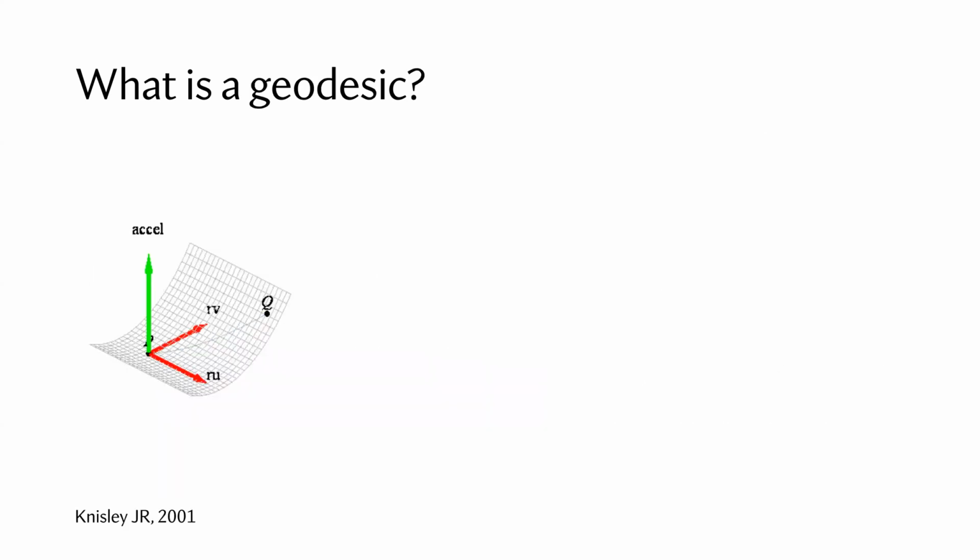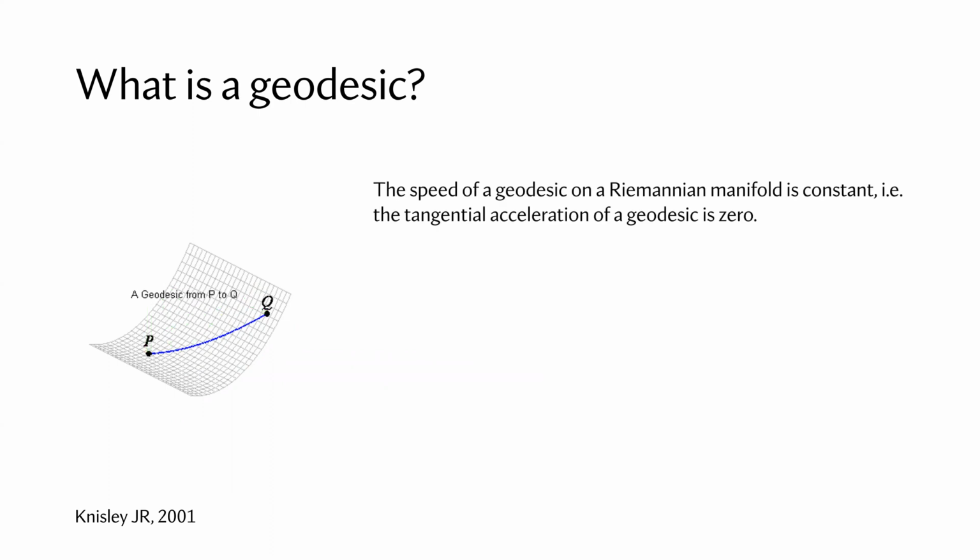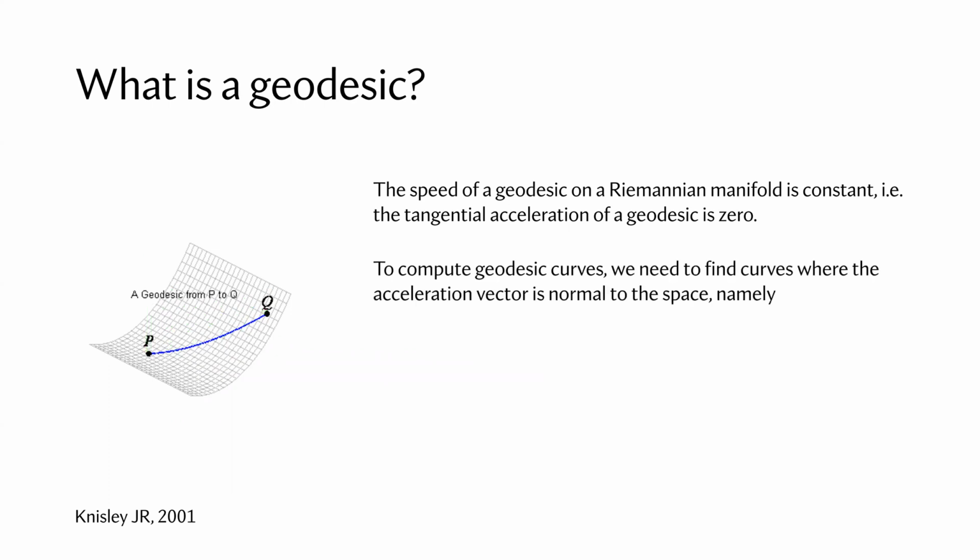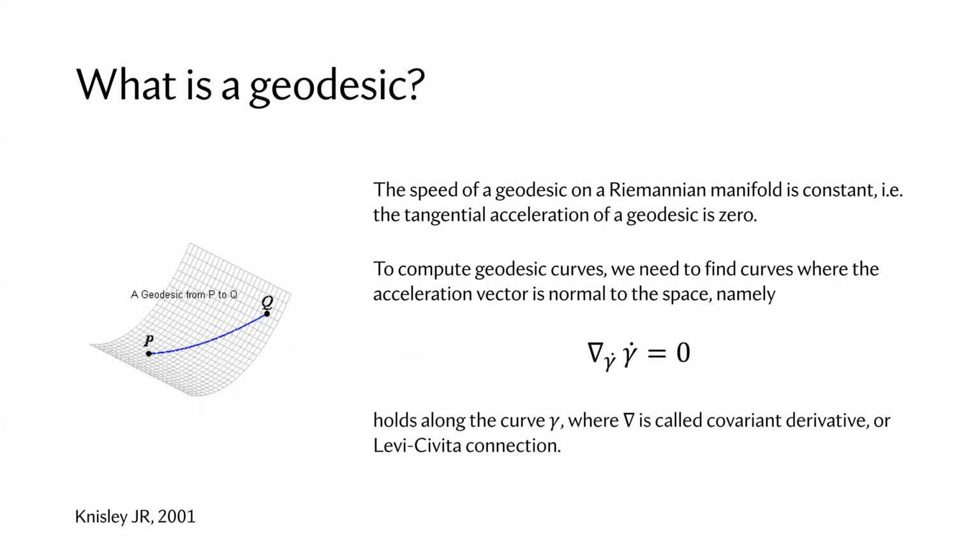So what is a geodesic? A geodesic is the path that locally minimizes the length between two points. Besides this property, the speed of the geodesic on the Riemannian manifold is also constant. That means the tangential acceleration of the geodesic is 0. If we want to compute geodesic curves, we need to find curves where the acceleration vector is normal to the space. Namely, nabla_γ̇ γ̇ = 0 holds along the curve, where nabla is called the covariant derivative, or the Levi-Civita connection.